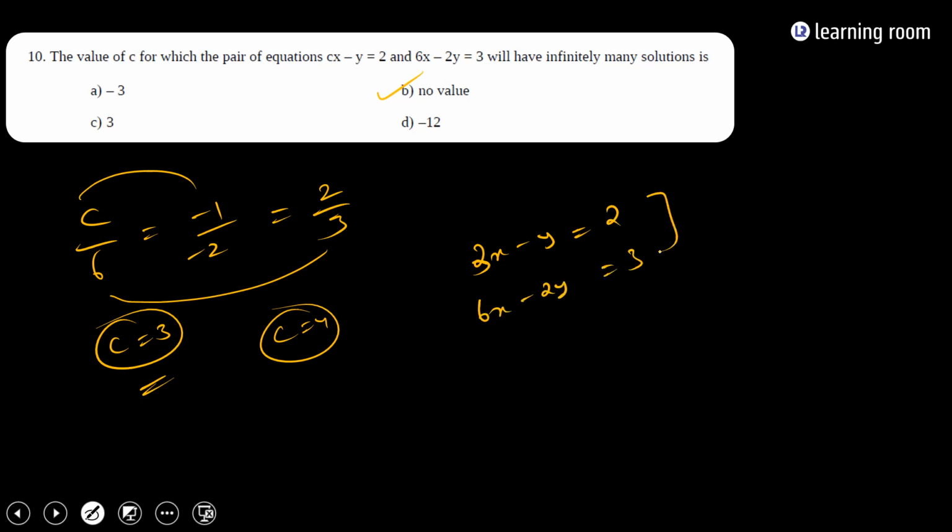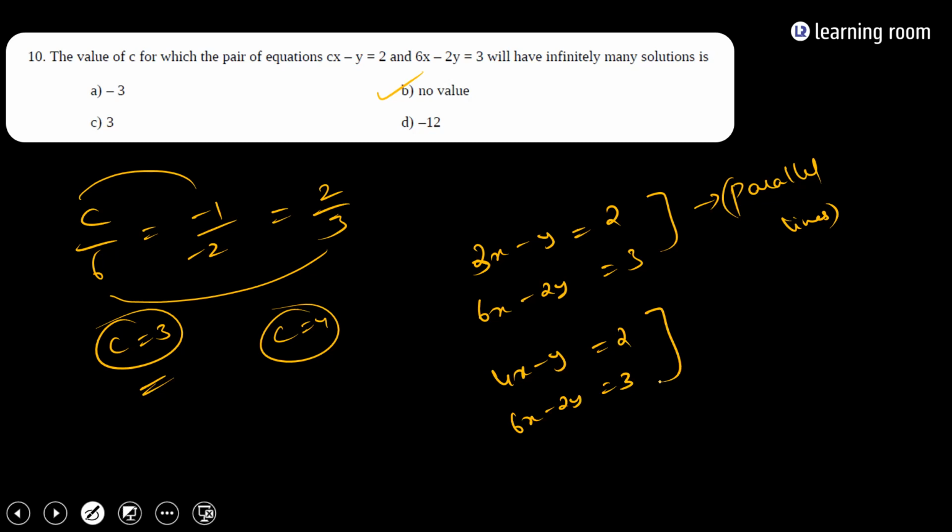What are these two lines? If you observe, they are not coincident lines, they are parallel lines. There is no solution. Are you able to understand why no solution? Because C1 by C2 is not equal to A1 by A2, which is equal to B1 by B2. Whereas if I put 4x minus y is equal to 2 and 6x minus 2y is equal to 3, solve this and you will see you get one solution.